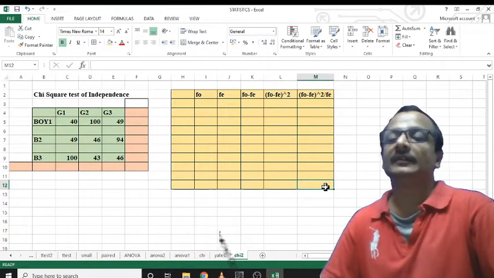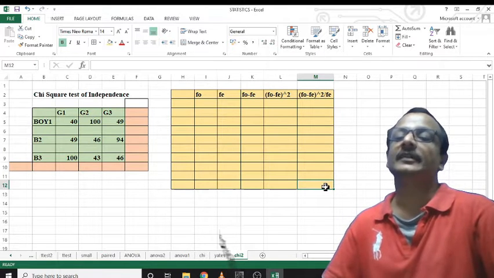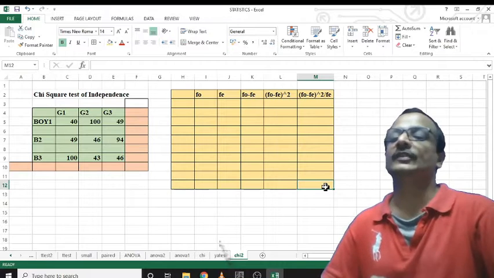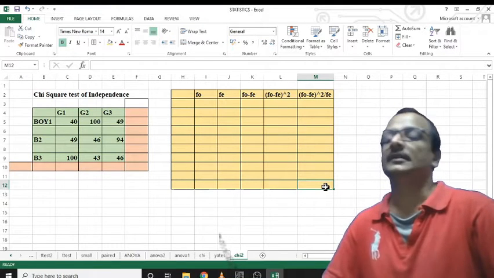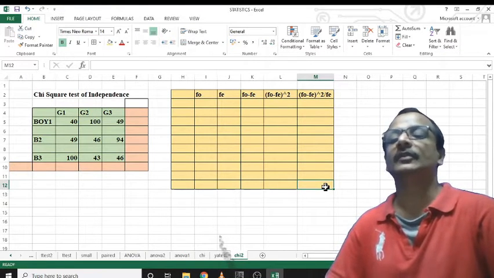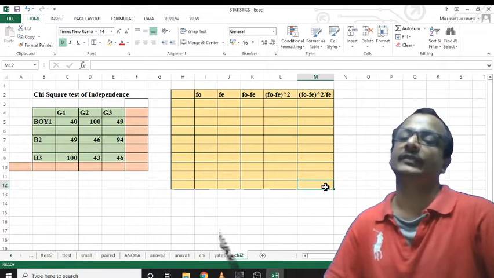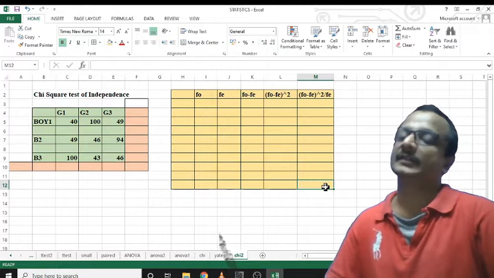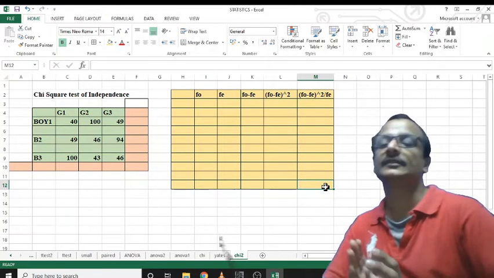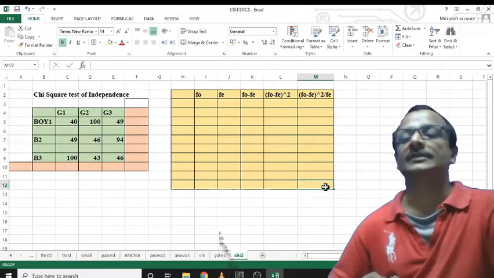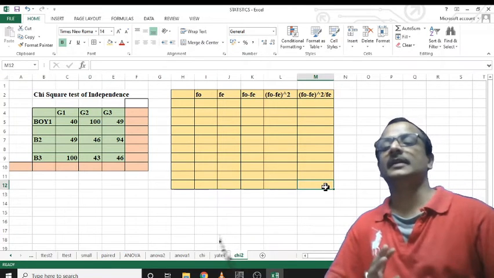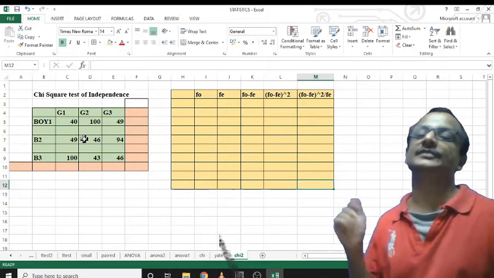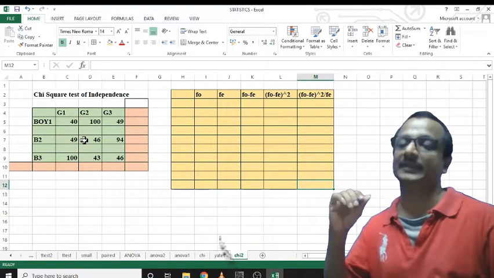But here the condition is different. Here also we calculate expected frequency, but it is not considered for calculation of degrees of freedom. Don't get it? Okay, let us move to the calculation, then it may be clear. Here the situation is somewhat similar to the first case we already explained.